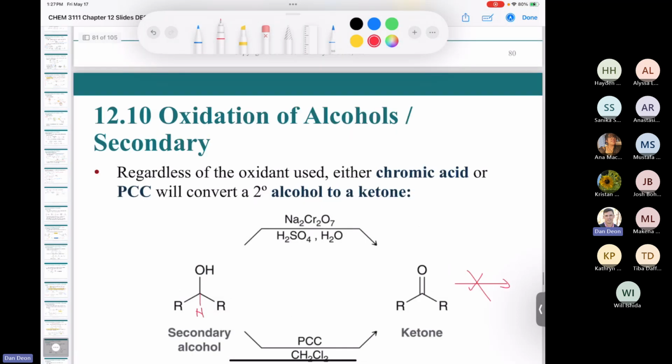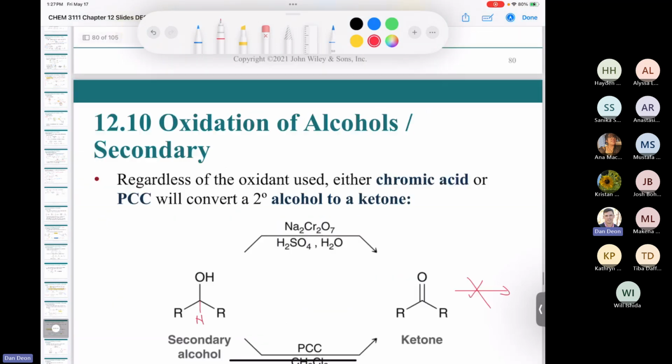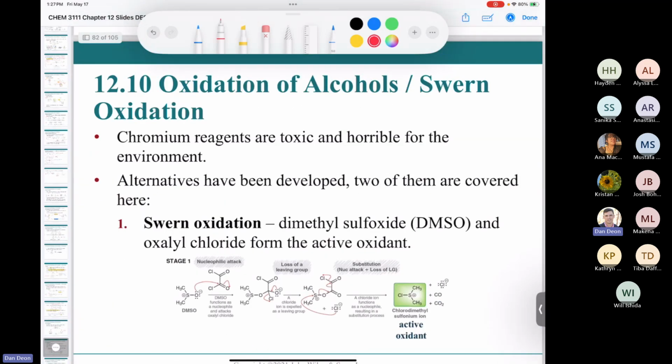Whereas if it's a primary alcohol, you have to be more judicious. If you want the aldehyde, you use PCC. If you want the carboxylic acid, you use chromic acid. So again, chromium, I love the word horrible. Chromium reagents are toxic and horrible for the environment. So you can imagine that lots of chemists are interested in finding cleaner ways to do oxidations, cleaner for the environment. And we're going to cover at least two of them in this class.